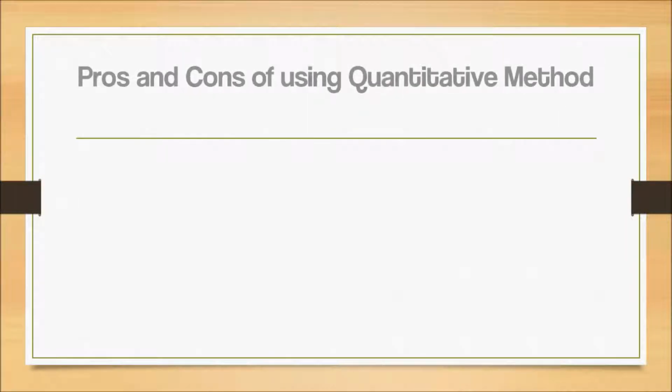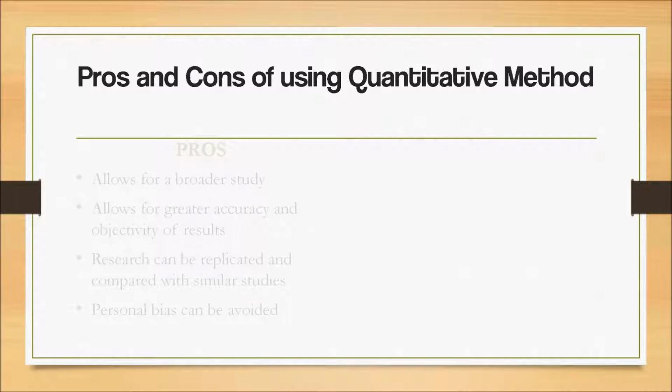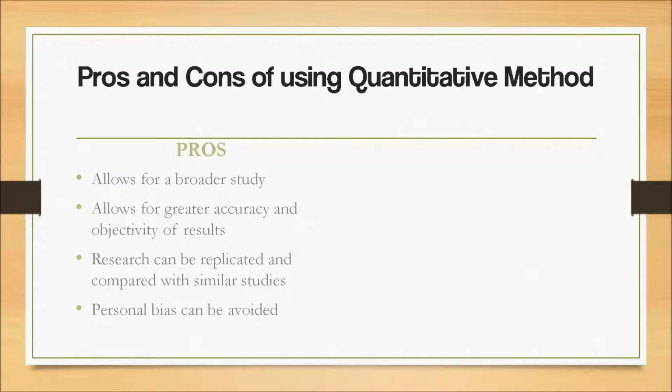Pros and cons of quantitative method. Pros. Allows for a broader study. Allows for greater accuracy and objectivity of results. Research can be replicated and compared with similar studies. Personal bias can be avoided.